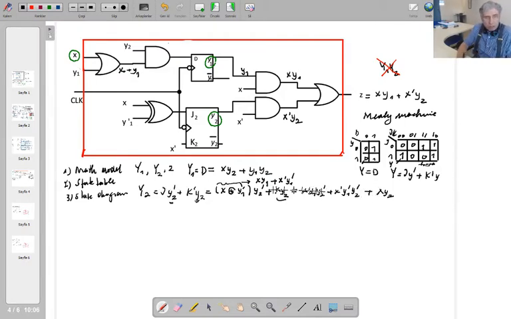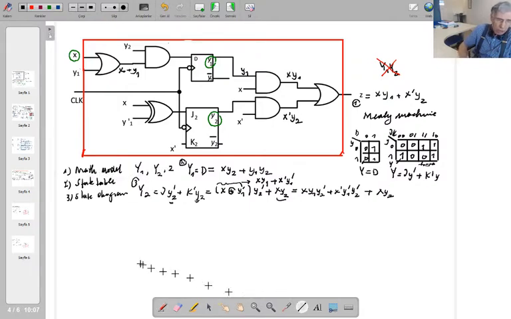So I finished the mathematical model. Why is that? Because I have already defined this z output function here, and the next state function y1 here, and next state function y2 is here. So that means this one and this one and this one. So once we finish the mathematical model, then we can find the state table easily.